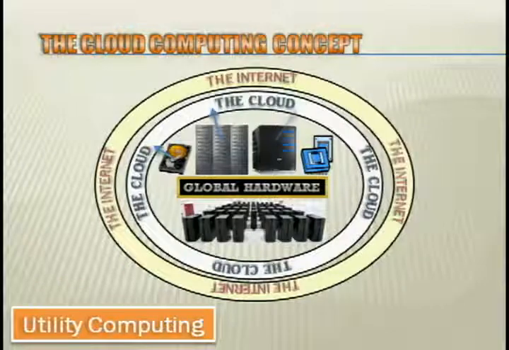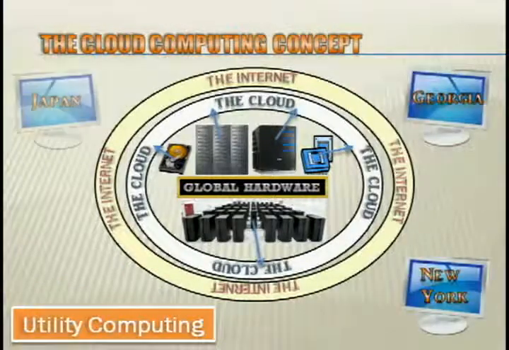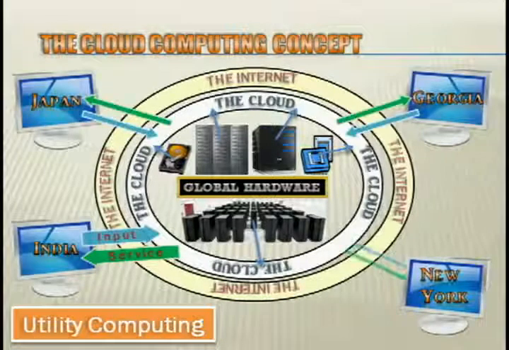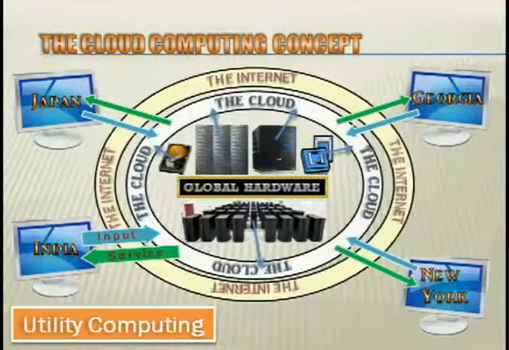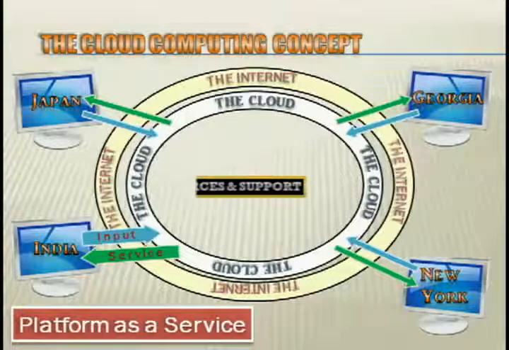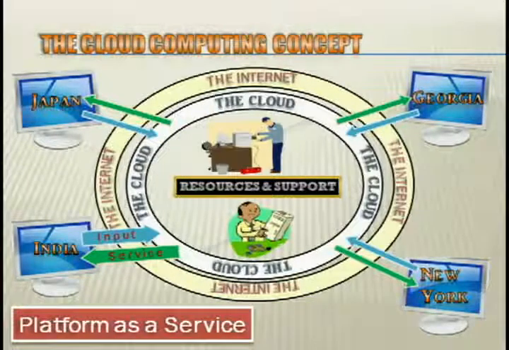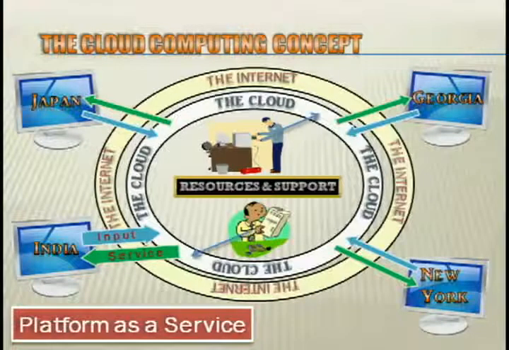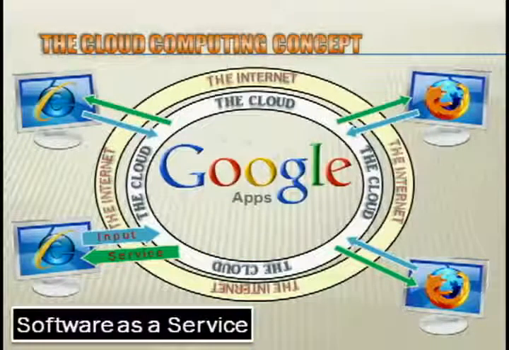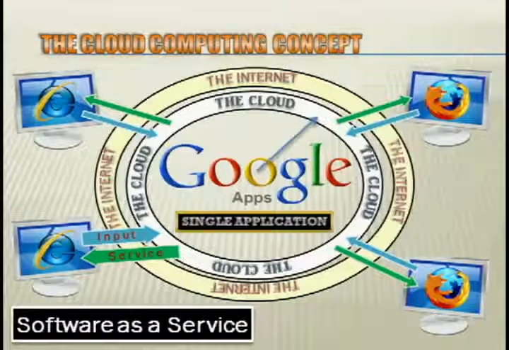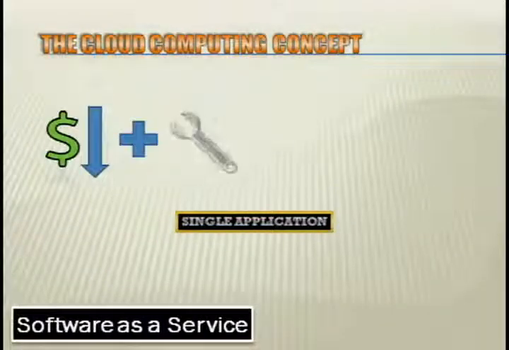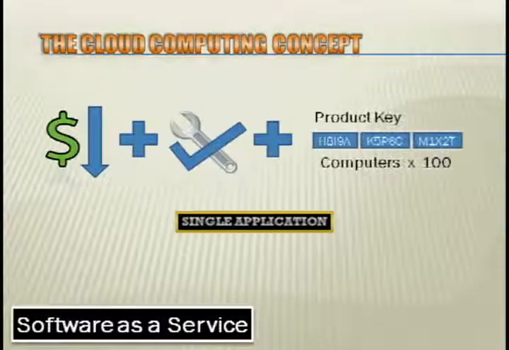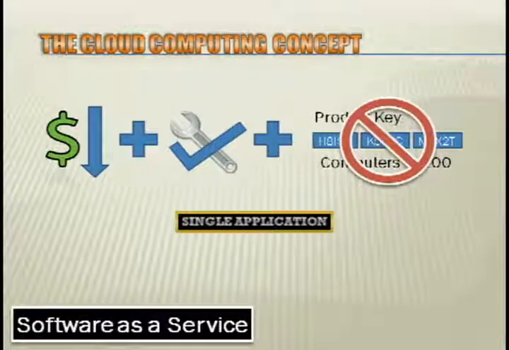Utility computing refers to a single network of hardware resources accessible by many users in different locations. The networked physical devices for the service can be located around the globe. Platform as a service is a management service that provides the resources and support to build and deploy applications provided completely over the internet. Software as a service consists of a single application accessible over the internet by many users through a browser. The single application is low in cost, easy to maintain for providers, and does not require users to purchase multiple software licenses.